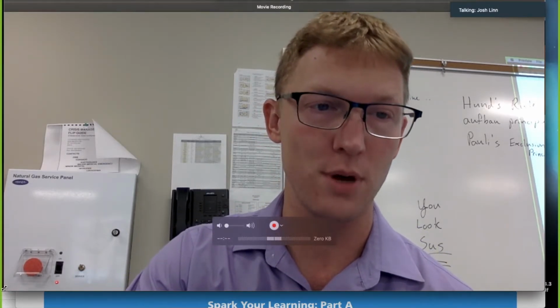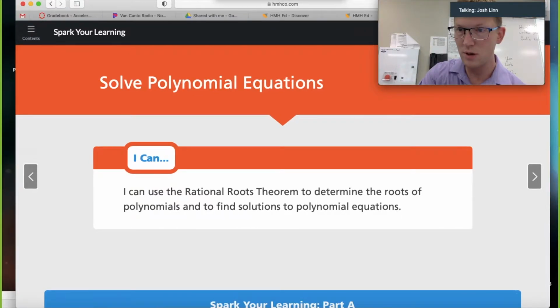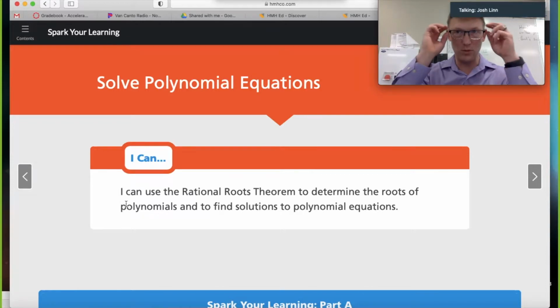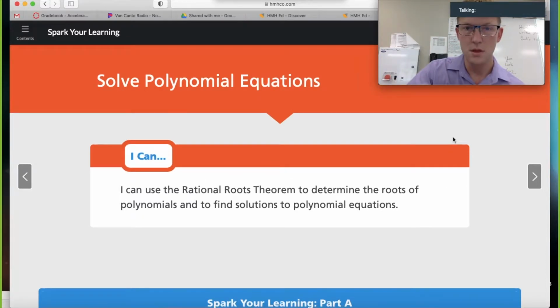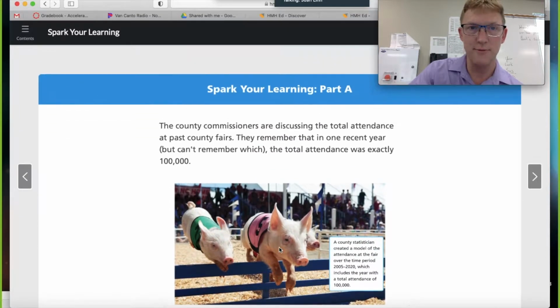Let's get started. Here we are in lesson 5.1, solving polynomial equations. Let's make our screens a little bit bigger. So I can use the rational roots theorem. Seems like we're going to learn a theorem to determine the roots of a polynomial and to find solutions to the polynomial equations. So we are going to try to solve them using this rational roots theorem. Let's see what they got for us.